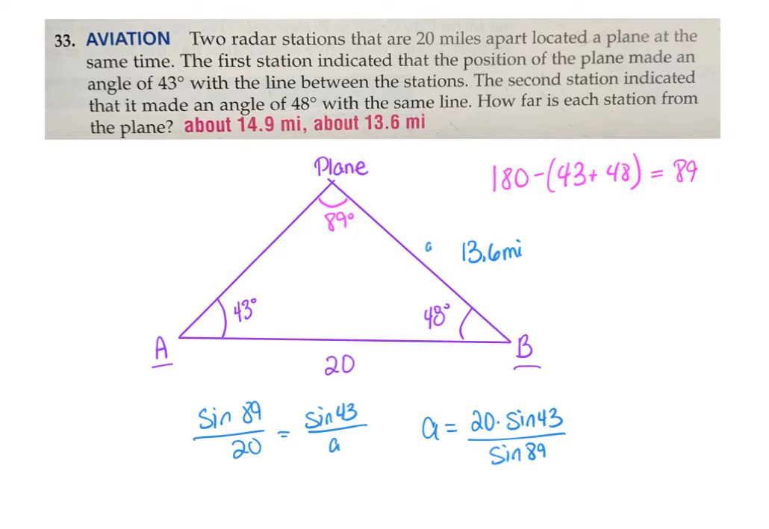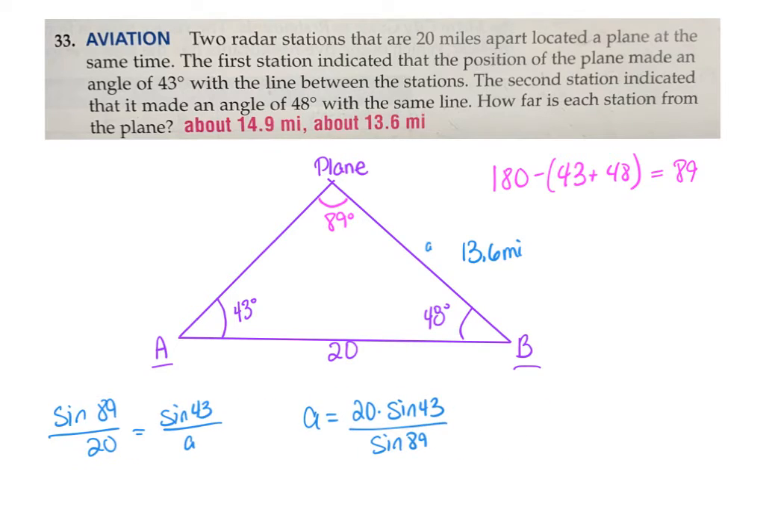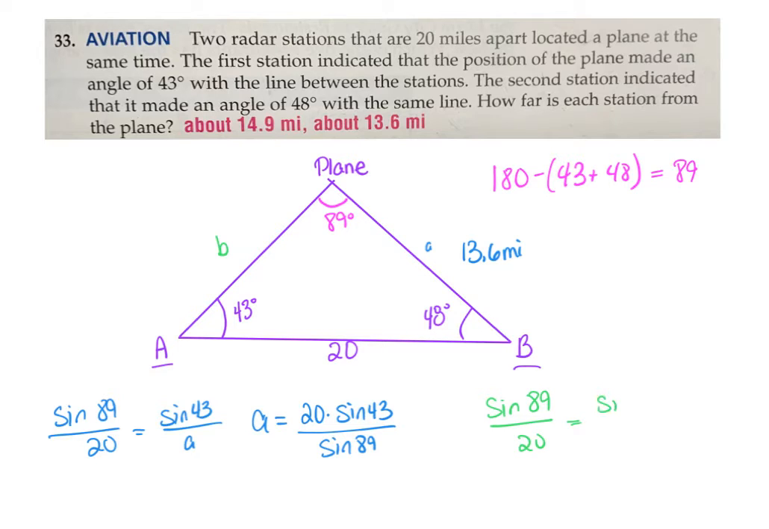Then the same thing happens on the other one. You're going to do the same exact thing for B. If this is B, you would say the sine of 89 over 20 equals sine of 48 over B. Again, B equals 20 times the sine of 48 divided by the sine of 89, and you will get 14.9.